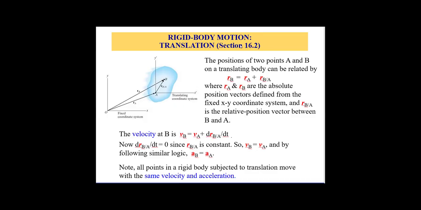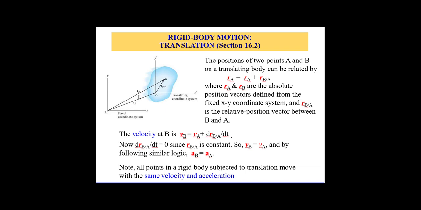Okay, section 16.2 describes the velocity, position, and also acceleration of a rigid body undergoing general motion. To understand the general motion of a rigid body, let's take two points on a rigid body, point A and B. Their positions from a fixed coordinate system O are described by position vector r_B and position vector r_A.